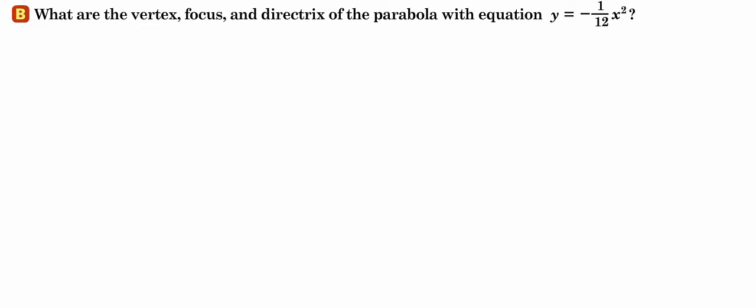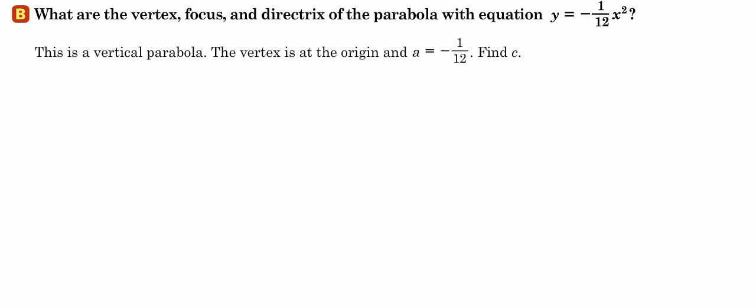Part B. What are the vertex, focus, and directrix of the parabola with equation y equals -1/12 times x squared? This is a vertical parabola. The vertex is at the origin and a equals -1/12. Find c.